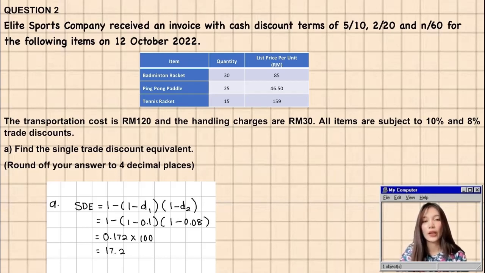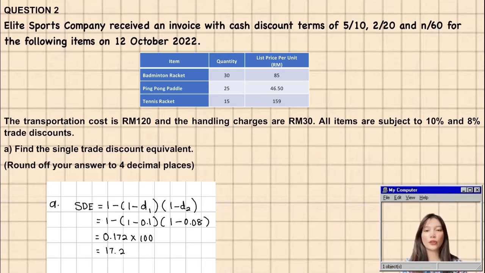Tennis racket, quantity is 15, list price per unit is RM159. The transportation cost is RM120 and the handling charge is RM30. All items are subject to 10% and 8% trade discounts. Question A. Find the single trade discount equivalent. Round off your answer to 4 decimal places.